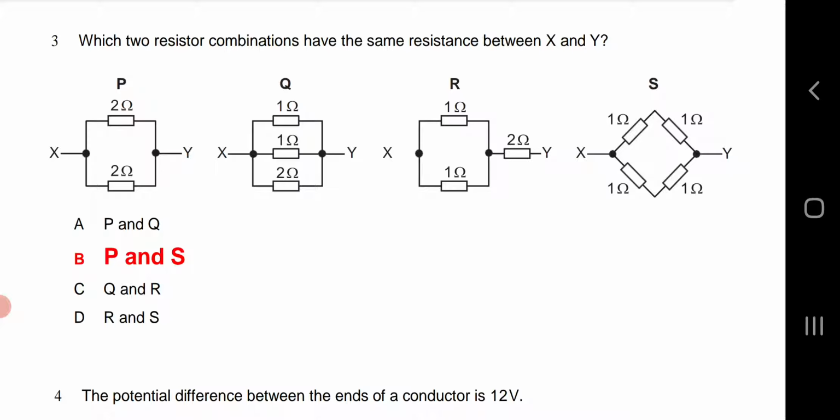You can see R is a series parallel combination, and in Q there are 3 resistances. So the resistance of Q is not matching to any of them, and R is this series and parallel combination, so it is 2.5 ohm in R. If 1 ohm are connected in parallel, their combined resistance is 0.5, and 2 plus 0.5 is 2.5. Whereas in Q the net resistance is less than 1 ohm. Okay, only P and S are identical circuits. So option B, P and S.